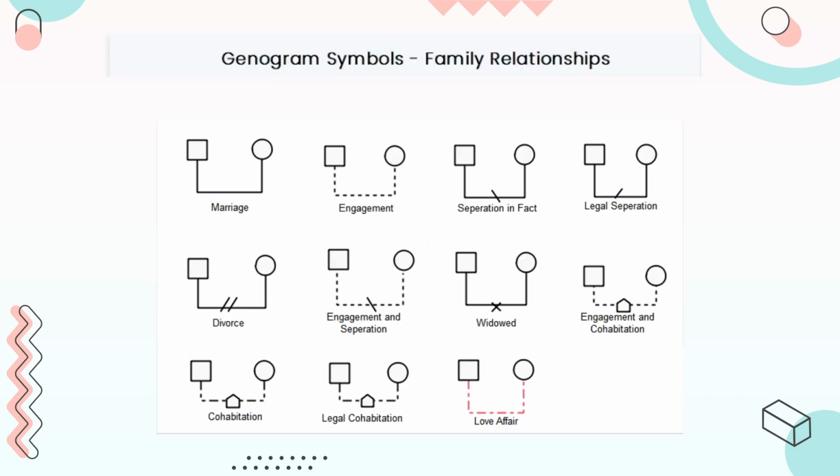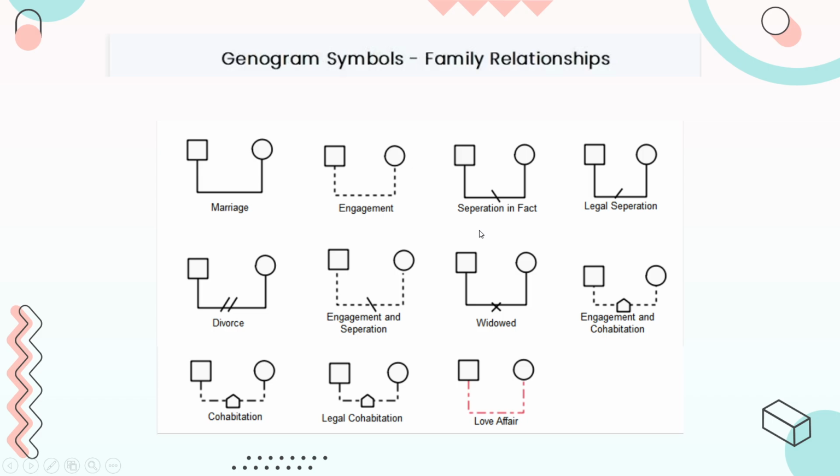Now, coming to the important emotional aspects of family relationships here, each term is important and I want you to listen properly. This is marriage. A male and a female have been connected by marriage, so you show a proper line. Engaged: a male and female have been engaged, but they are not married. It is just a confirmation that they will be getting married. All right. Separation in fact, okay?